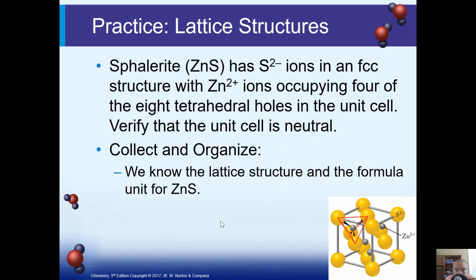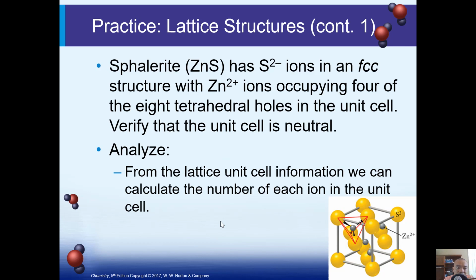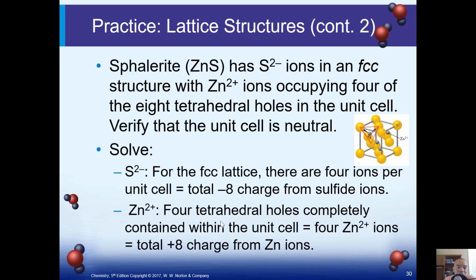Let's work on one example, which we just analyzed. Sphalerite, zinc sulfide, has sulfide ions in the face-centered structure, with zinc ions occupying 4 of the 8 tetrahedral holes in the unit cell. We want to verify that the unit cell is neutral. As we know, from the lattice unit cell information, we can calculate the number of each ion in the unit cell. The sulfide has the face-centered cubic lattice, with a total of -8 charge. The reason is because we have 4 total sulfides, so the total negative charge is 4 times -2. Each one is -2. So 4 sulfide ions, that's a total of -8 charge.